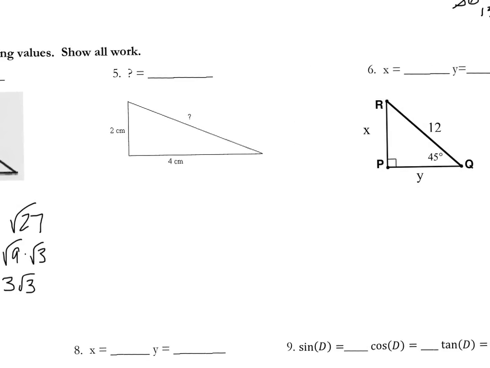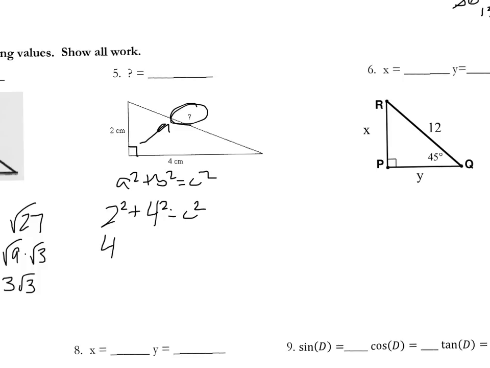Okay, next question. This one has two side lengths of a right triangle, and I need to find the third. Well, here we go. Look at your columns. What gives you two sides, and you have to find the third side? Pythagorean theorem. So a squared plus b squared equals c squared. Well, I know that this has to be my hypotenuse. That's what I'm looking for because it's across from the right angle. So these are my two legs. 2 squared plus 4 squared equals c squared. Let's simplify. 2 squared is 4. 4 squared is 16. Let's combine like terms. I get 20 equals c squared.